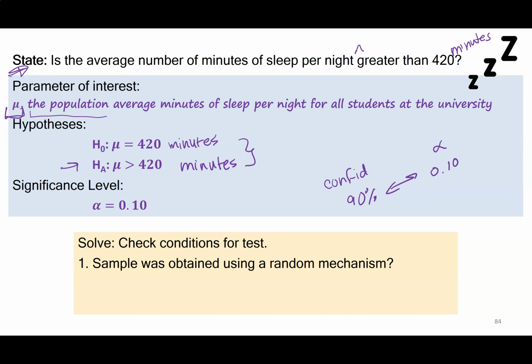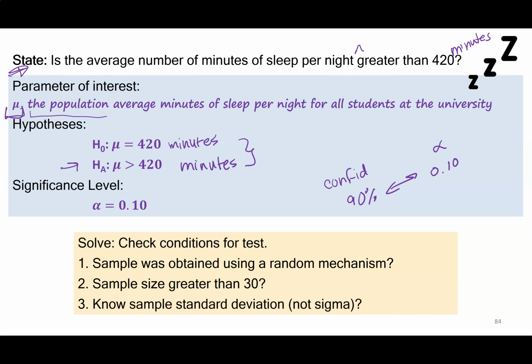So checking my conditions. Did we take a random sample? Yeah, we have 61 students. They were taken by simple random sample, yes. We want to know, is our sample size big enough for the central limit theorem to kick in? Also yes, because our sample size was 61. That's at least 30. I don't even really need to sweat what the sample looks like. 61 is going to be big enough for the central limit theorem to kick in.